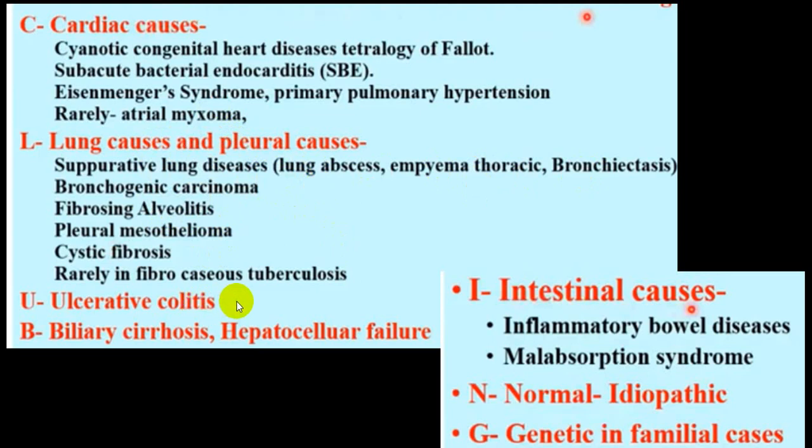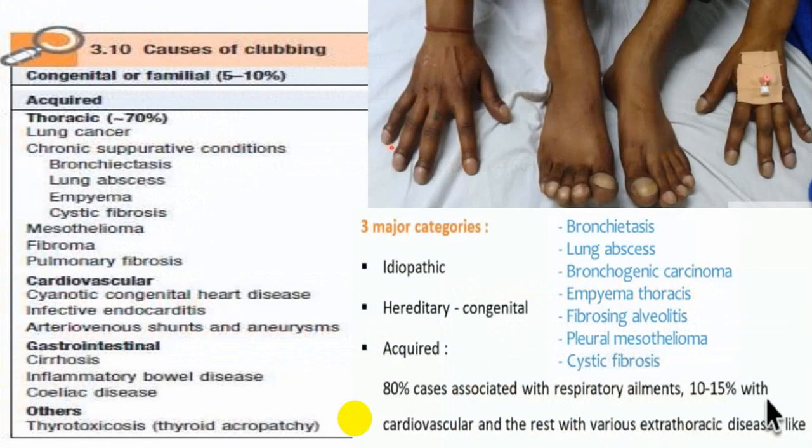Ulcerative colitis as well as Crohn's disease also come quite commonly. Then biliary cirrhosis, hepatocellular failure. Among intestinal groups, inflammatory bowel disease, which will include ulcerative colitis as well as Crohn's disease, also malabsorption syndrome. So these are the big groups.